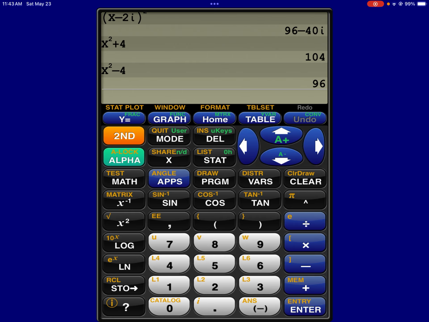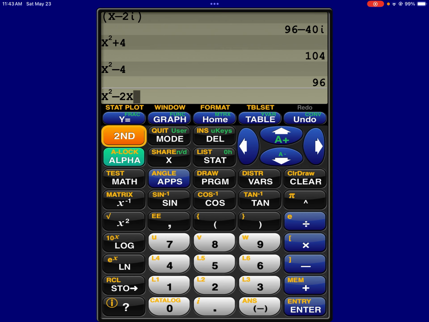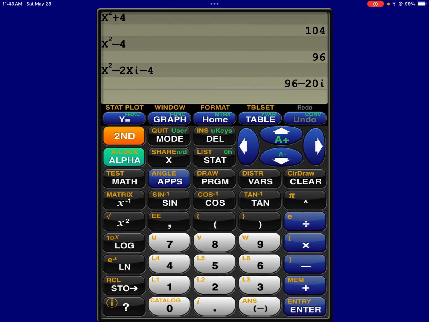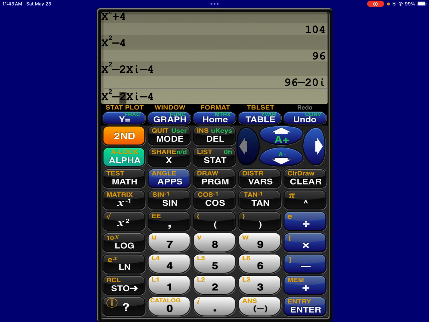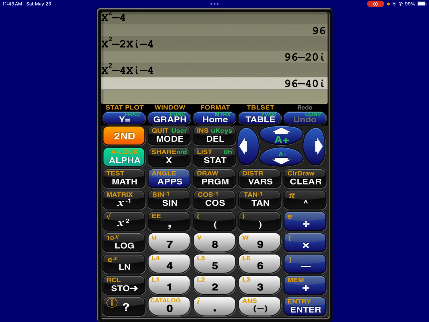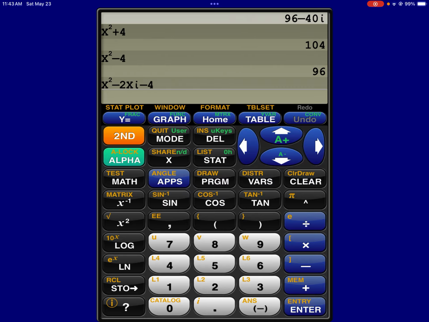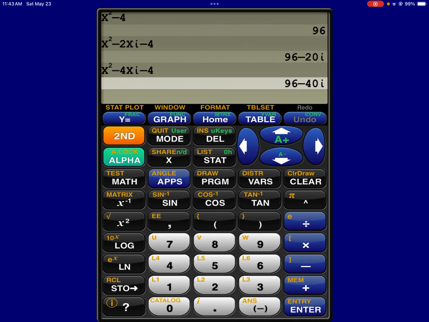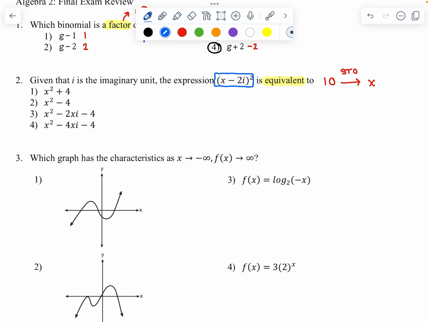Okay, so far I do not have any of the same answers. Okay, and the last one. Okay, so the original gave us 96 minus 40i, and looks like choice 4 gives us 96 minus 40i. So therefore, choice 4 is the correct answer.